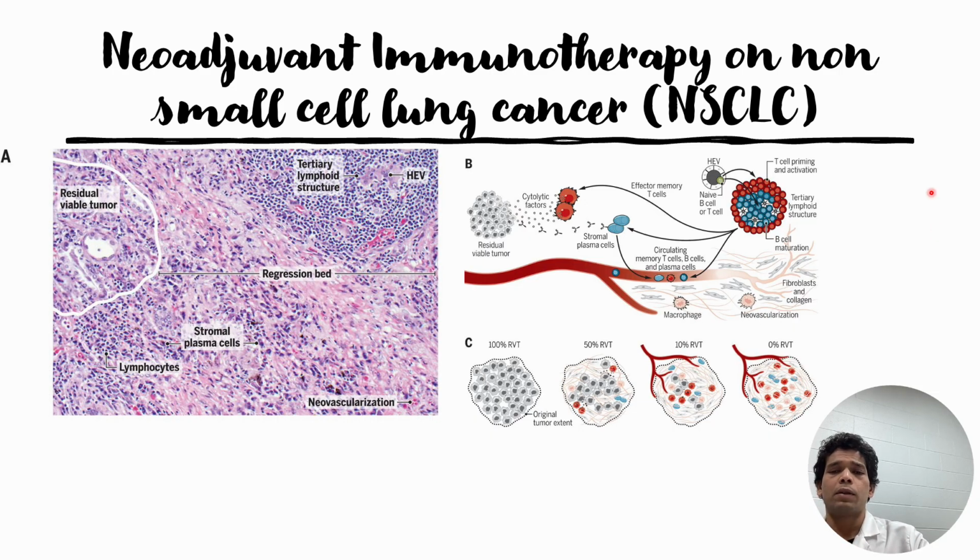So this is how the mechanisms of neoadjuvant immunotherapies might work, and brief results on a patient affected with non-small cell lung cancer who underwent neoadjuvant immunotherapy are also shown here. This is the photomicrograph of this NSCLC patient. If you need to understand more about the mechanisms and their results in detail, you can go through the reference provided in the description.